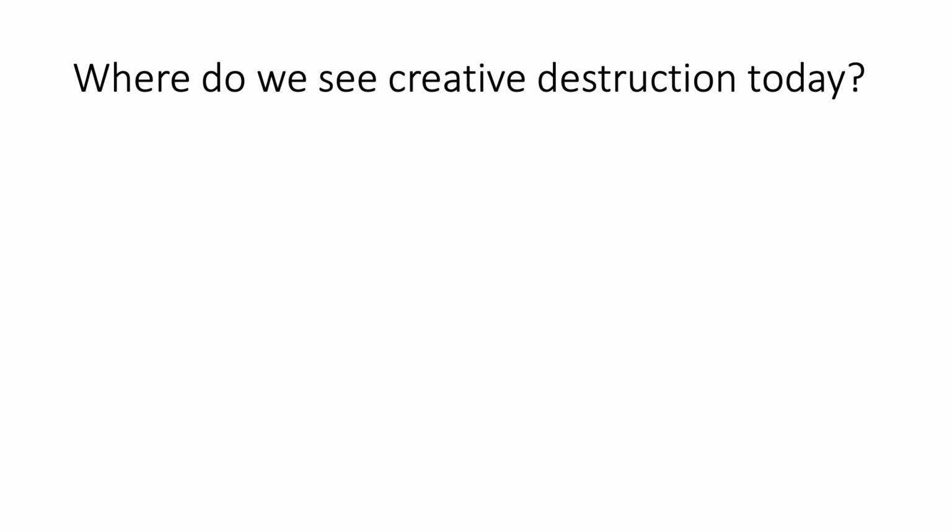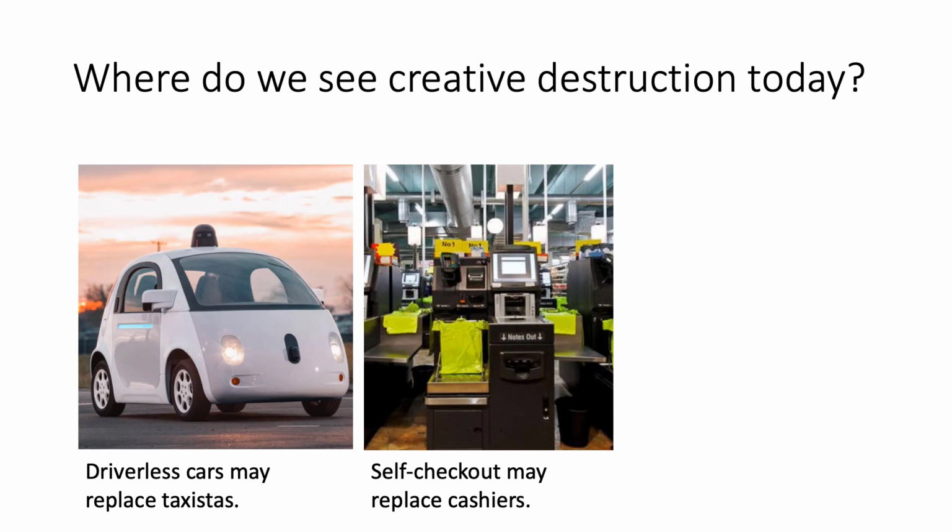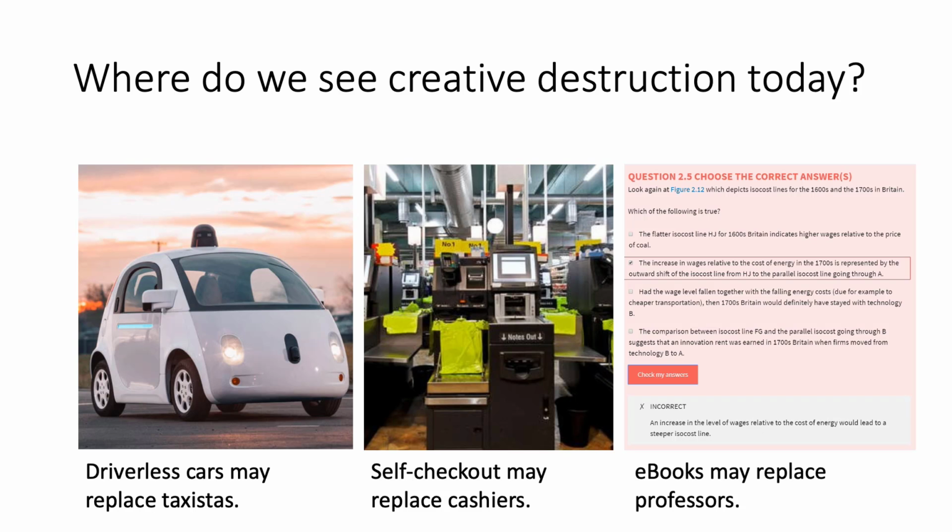A couple places that we see creative destruction today. These are things where driverless cars are becoming more mainstream, or people are working on implementing this process more. Self-checkout may replace cashiers. You often hear examples of people trying to go to cashiers to maintain their role in this process. And then other examples like ebooks may eventually, depending on what we're able to implement into them, replace professors. And so these are all examples of different types of technology that will cause structural unemployment for different types of laborers.